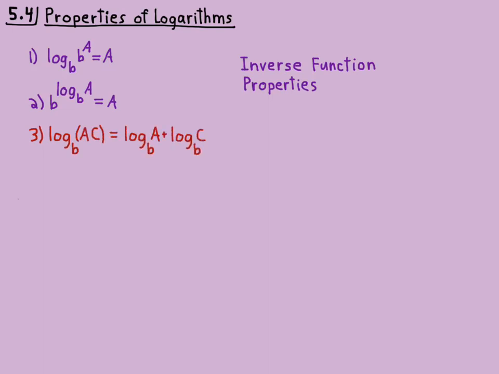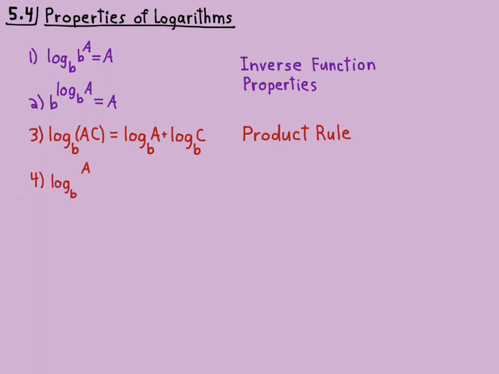Log base b of the quantity a times c equals log base b of a plus log base b of c. That's super important to remember, so we'll have some exercises using them. That's called the product rule. Some people actually call it the sum rule. They're just looking at the right side instead of the left side. It says the log of a product equals the sum of the logs.